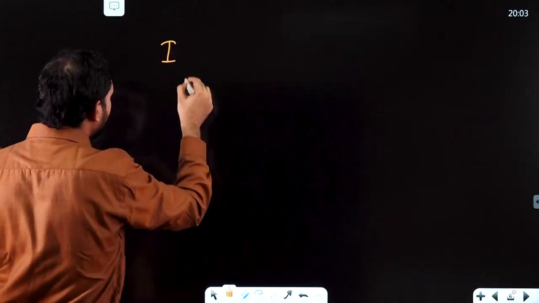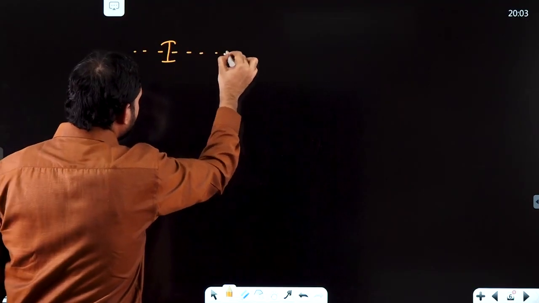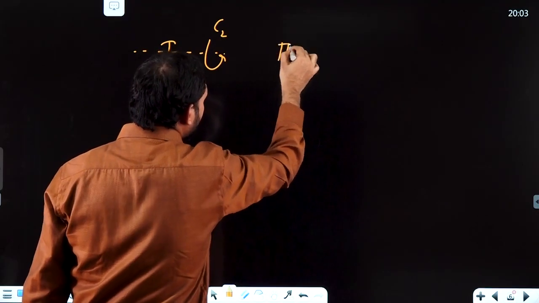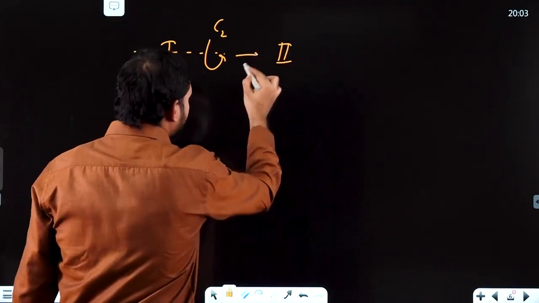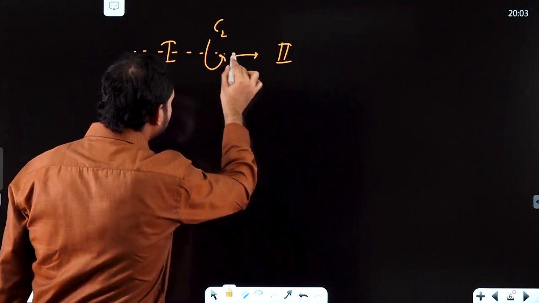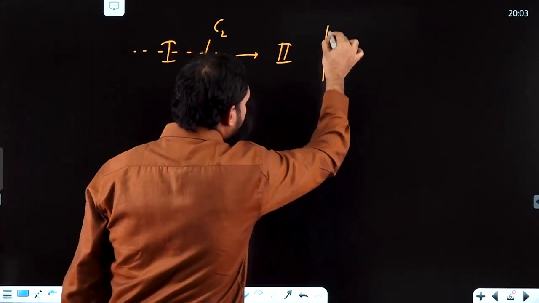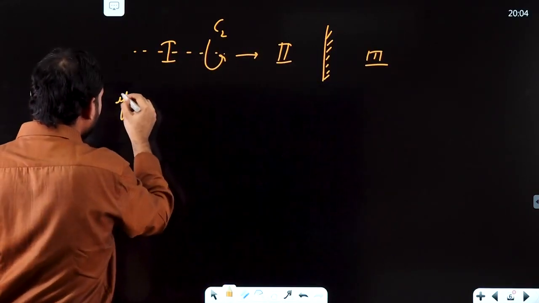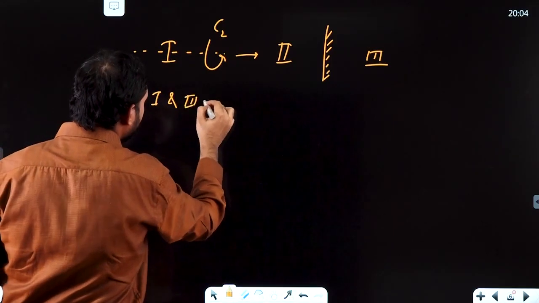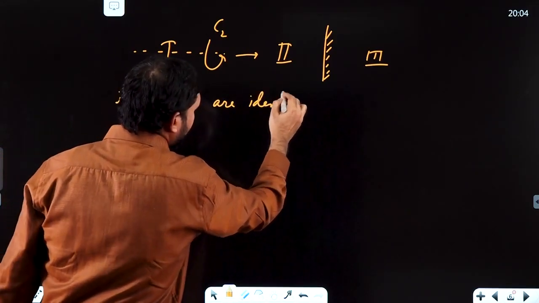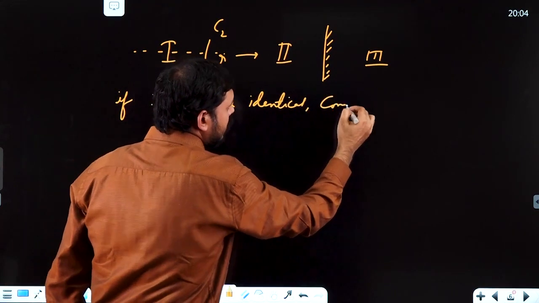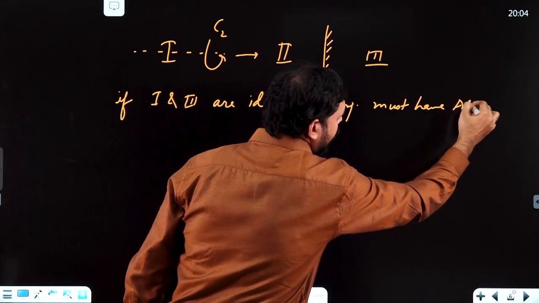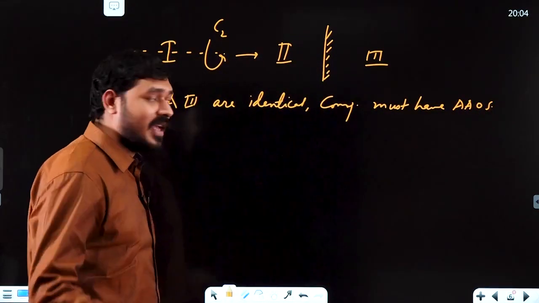Suppose I am having compound 1. By choosing this axis of rotation, suppose I say C2, then I get this compound 2. Clear? Now as I have chosen this axis of rotation, perpendicular to this I'll make a mirror, so I'll get this compound 3. If 1 and 3 are identical, the compound must have an alternate axis of symmetry.